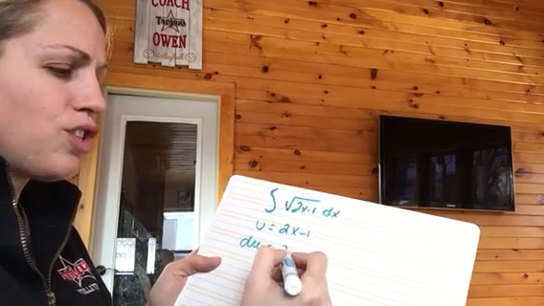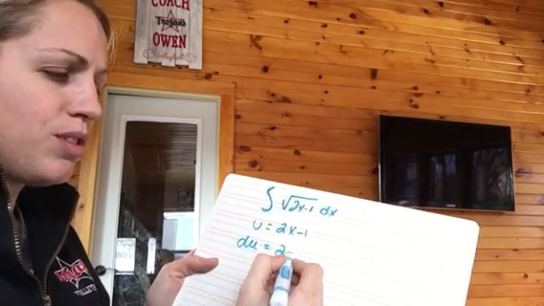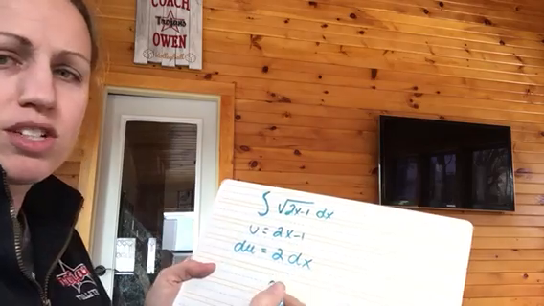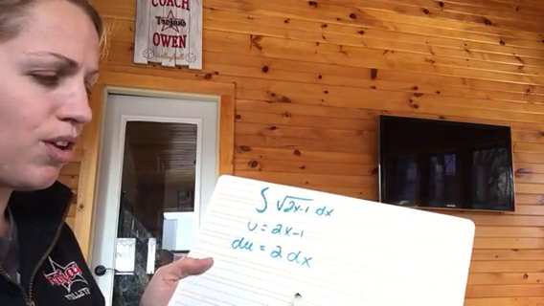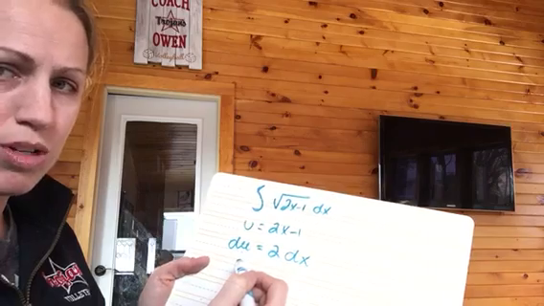Okay. I'm going to go ahead and show you how to make that shortcut. So du is equal to 2 dx. That's just putting the dx on the right side as opposed to starting with it on the left side like we did on examples 1, 2, and 3.